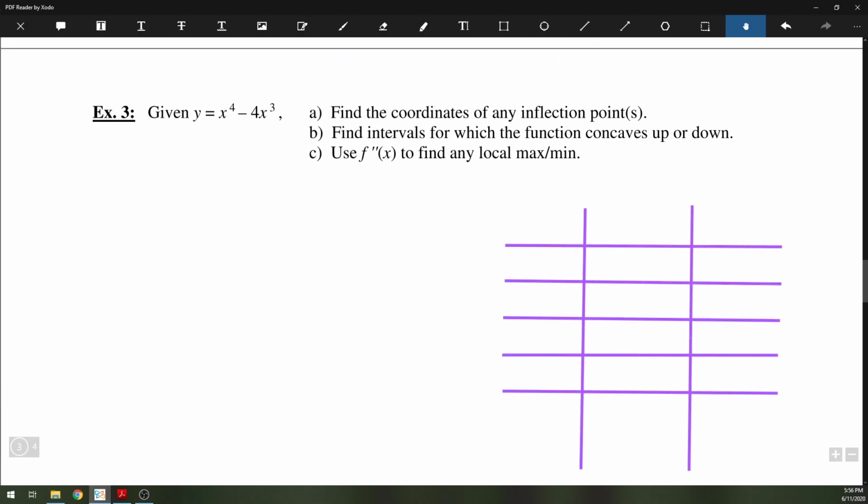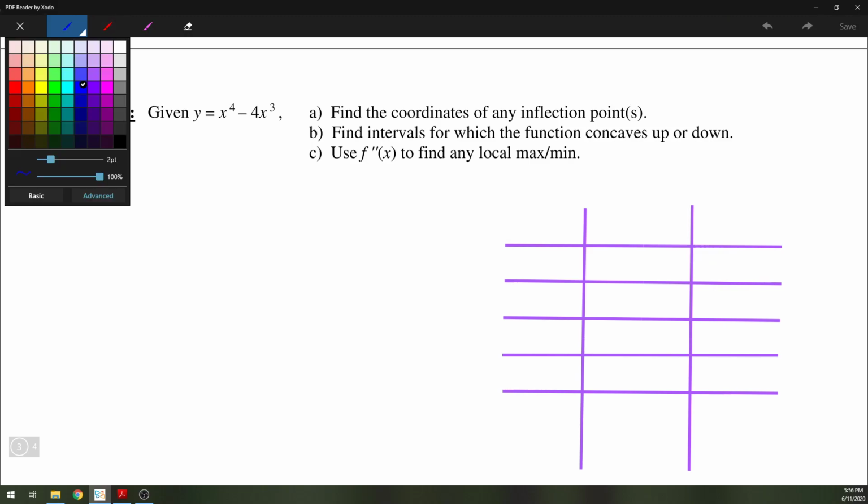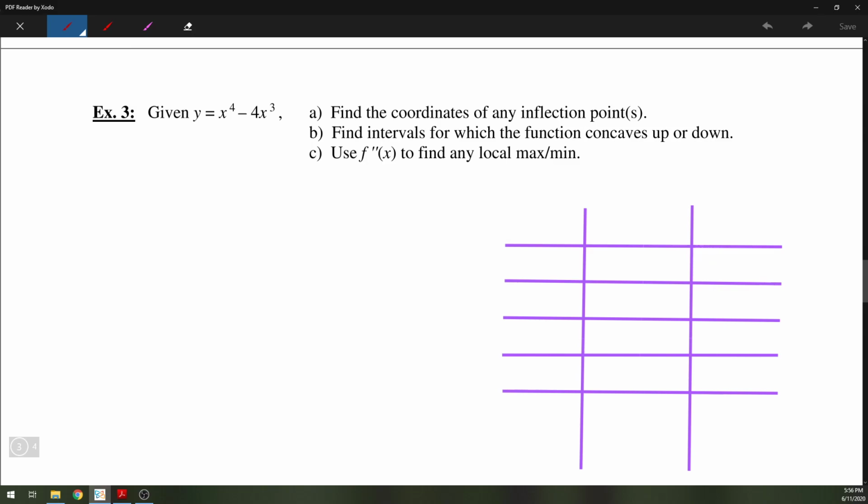Okay, so let's look at an example here. We are going to look for inflection points of this polynomial function. So in order to find the inflection point, we must first find the second derivative and set it equal to 0. So here we go. The first derivative, we have 4x cubed minus 12x squared. The second derivative, we have 12x squared minus 24x.